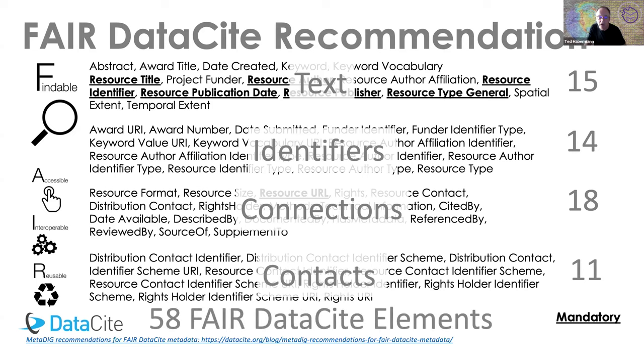Altogether, there are 58 DataCite elements in this recommendation. This covers quite a bit of the DataCite schema, so it's really pretty broad. Contributors, for instance, are not included in this because there's really a focus. We saw contributors are only in roughly 25% of the records, and so we're looking really at creators here more than contributors. But anyway, it's a pretty broad coverage.